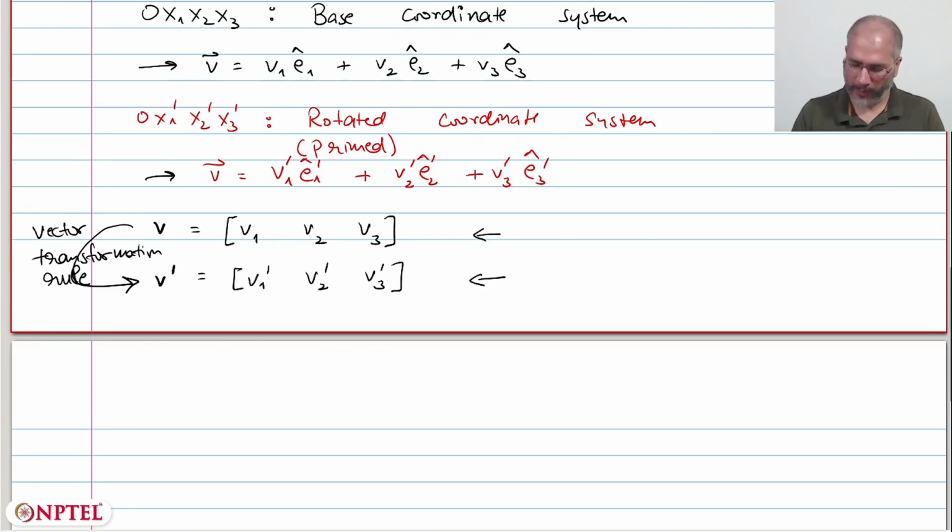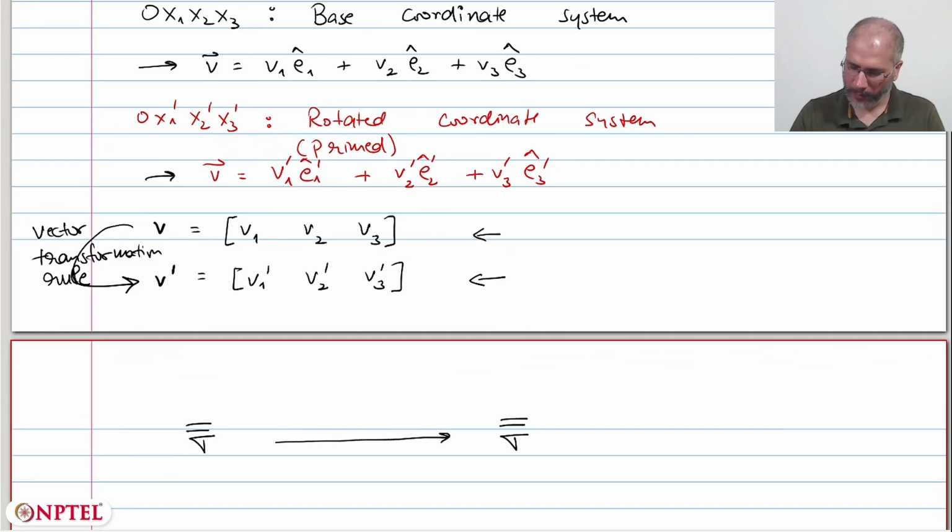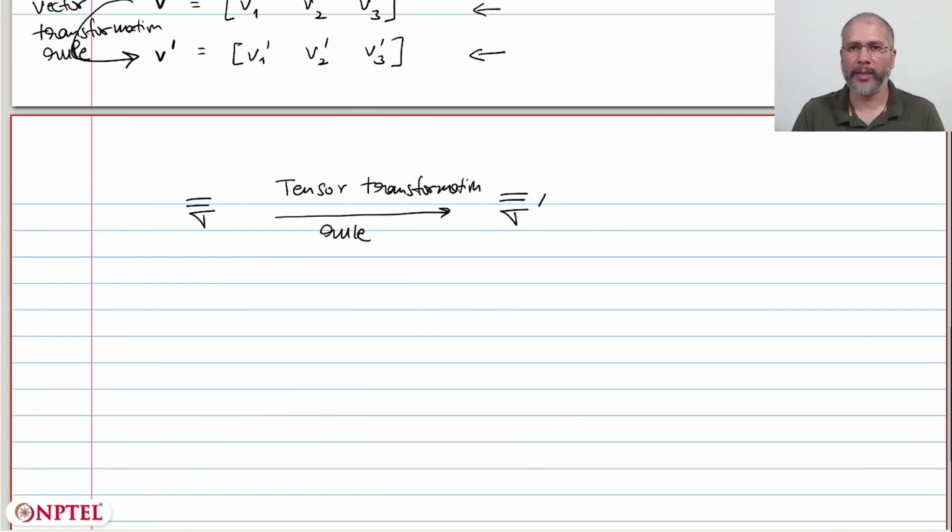And more generally, we can go from a tensor, but in this case I'm showing a second order tensor, but it can be an nth order tensor, to its primed representation. So this will be called the tensor transformation. We must remember that the transformation rule will work for nth order tensors. So this is the rule that we'll be deriving as a part of this week.